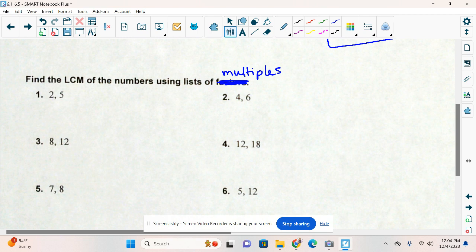So if we start off by listing them, we have 2 and 5. If I skip count by 2, I go 2, 4, 6, 8, 10, 12, and I'm going to stop. Then I skip count by 5, and I go 5, 10, and I can stop because I already have something in common. What's in common? 10. They both have 10 in common. So 10 would be your answer. 10 is your LCM.